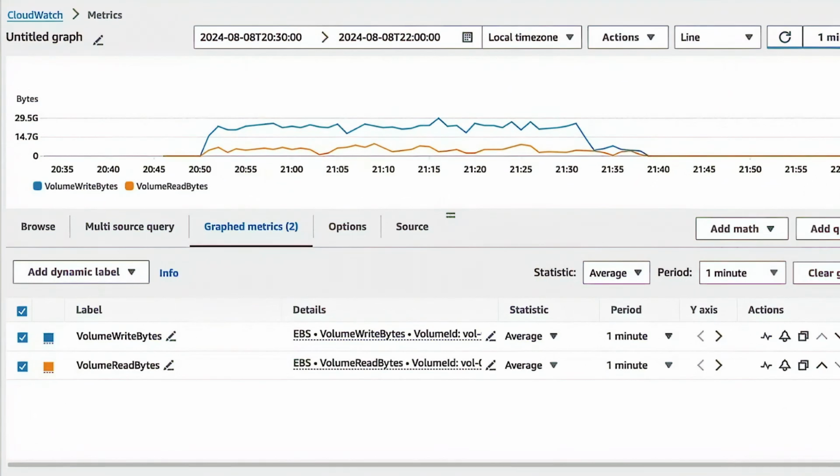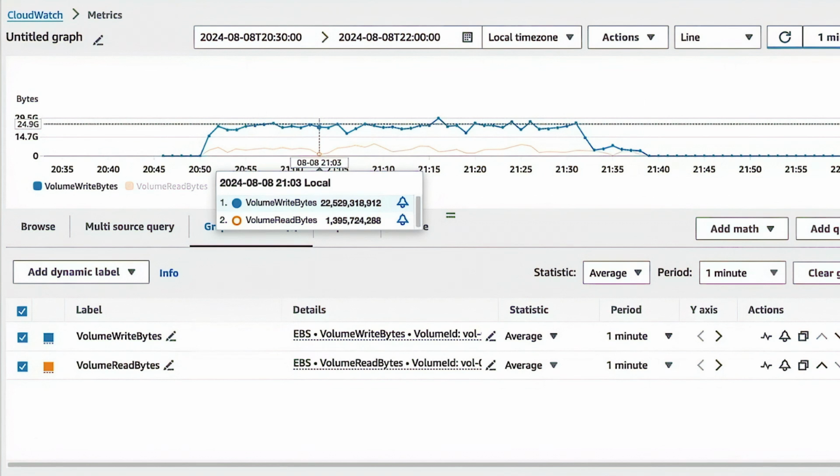For this time, I'm going to look at the throughput. So for this, we're looking at the volume write bytes and the volume read bytes. As you can see, these are 1 minute metrics. They're showing the total number of bytes. So this is the total throughput in bytes.